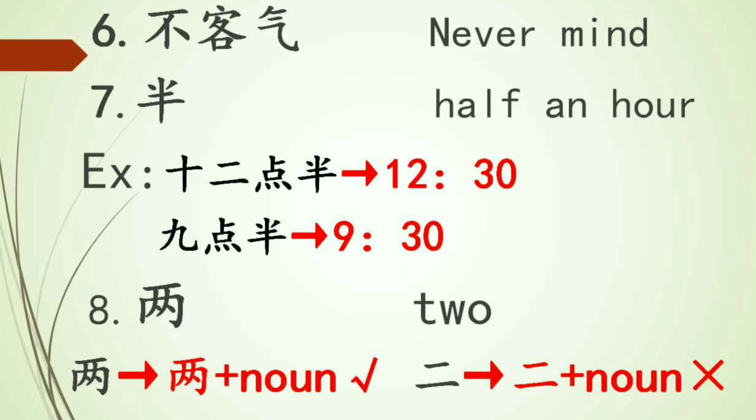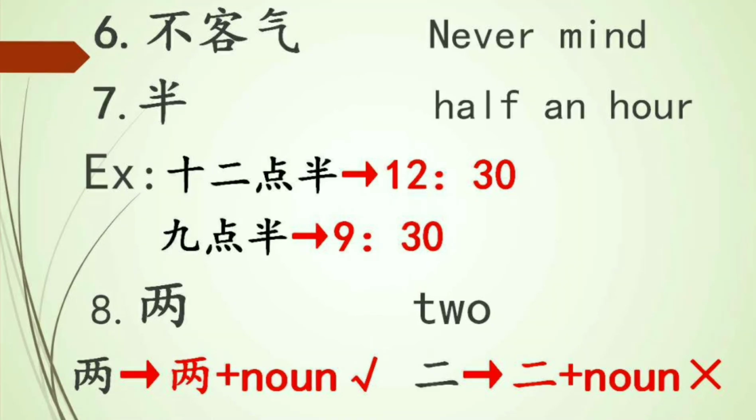So you just remember, if you see an expression like two people, two bananas, two apples, you must know that we should use 两, not 二. 二 we can use to count numbers 1 2 3 4, but not to describe something. Two apples, two pants, no. 两 we can use to describe something: two apples, two people, two bananas, two tables.